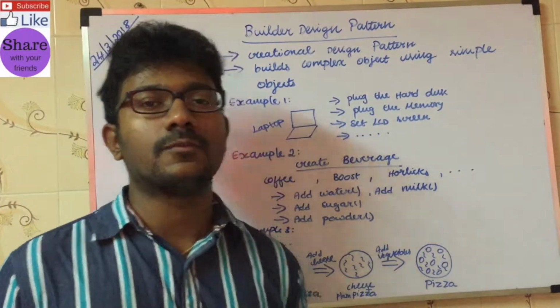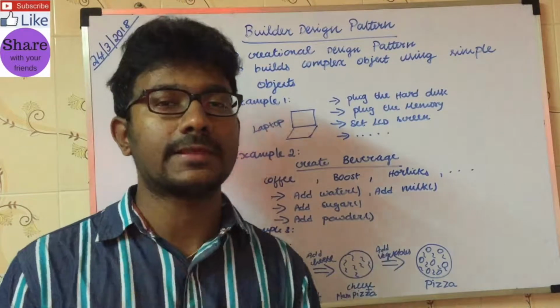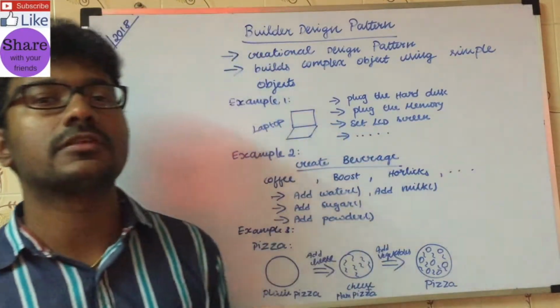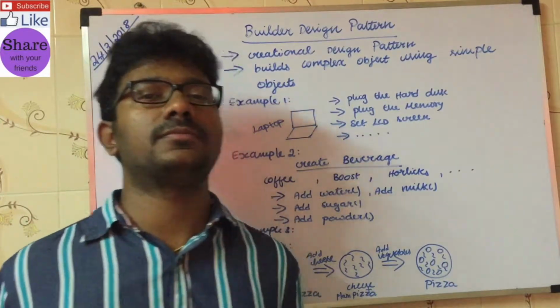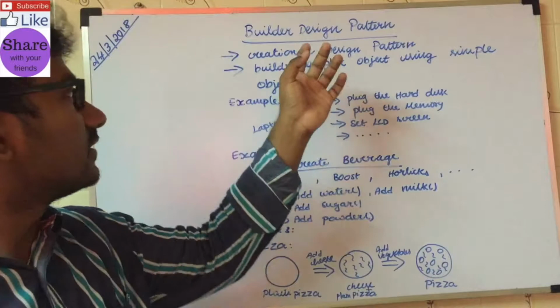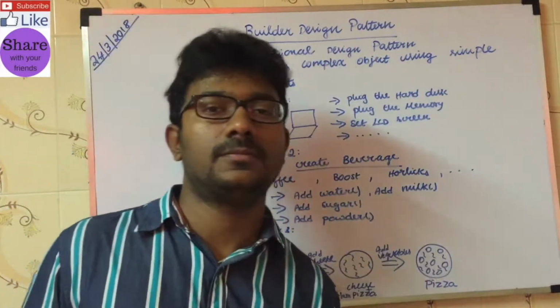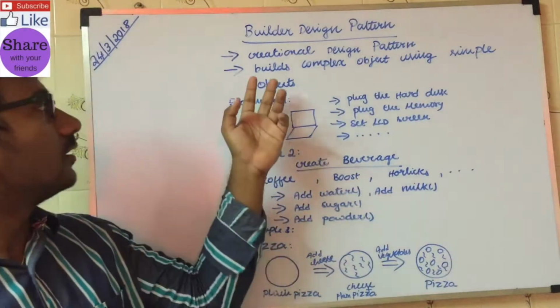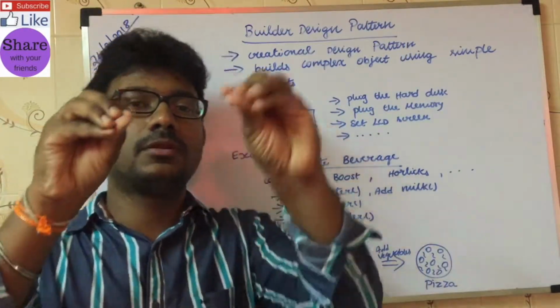Now we are going to discuss the builder design pattern in a theoretical manner using some real-time examples. Actually, the name itself conveys that the builder design pattern is about building something. In this case, it's building an object. So, since it's building an object, it falls under the creational design pattern. Okay, and then it builds a complex object using some simple objects.